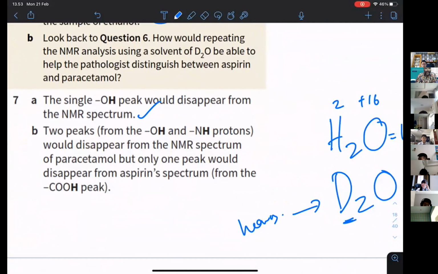The two peaks, look back at question 6: how would repeating the NMR analysis using the solver help the pathologist distinguish between aspirin and paracetamol.